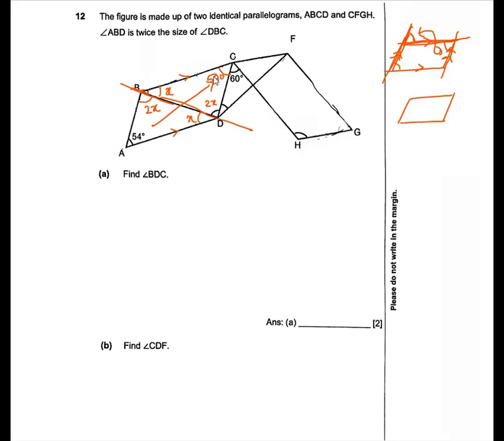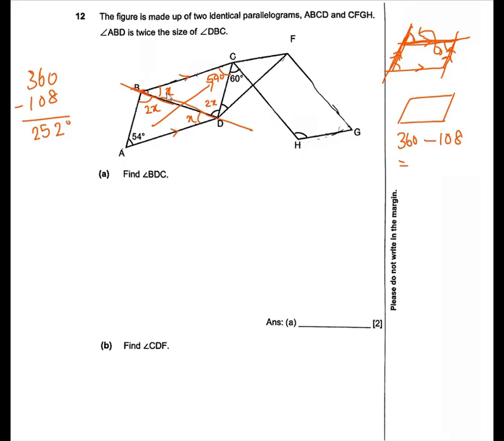So this is 54 plus 54, which is 108. So this sum is 108. Then what will be these two together? These two together, because 360 is the total sum of all these angles, minus 54 plus 54, which is 108. So how much is 360 minus 108? So that becomes 252 degrees. 252 degrees is equal to the sum of this and this.